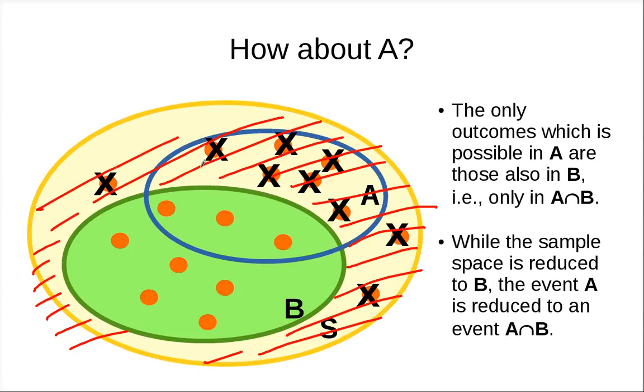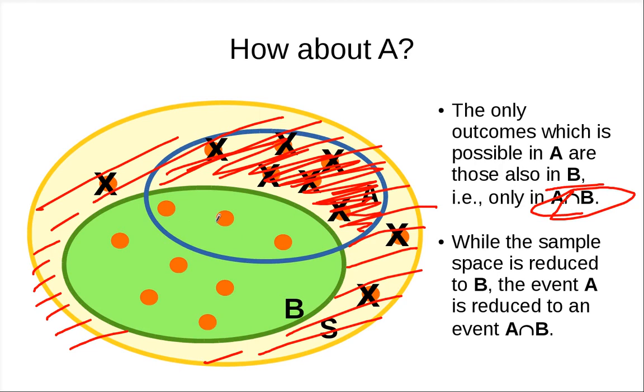Okay. Now, what's the set A in this case? Set A can be divided into two subsets. One is this part, which cannot occur, and the other belongs also to set B, right? And this is A intersection B. This part is A intersection B. So now, when the sample space is reduced to B, event A is reduced to event A intersection B.